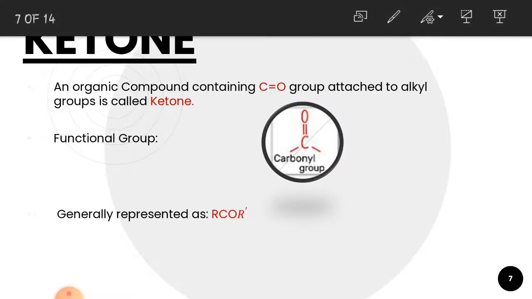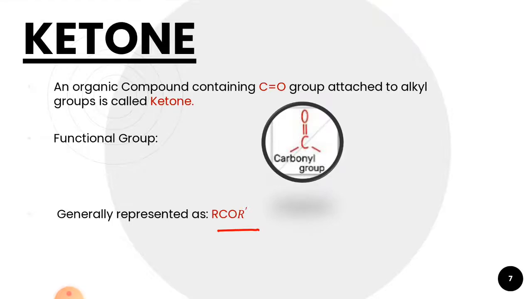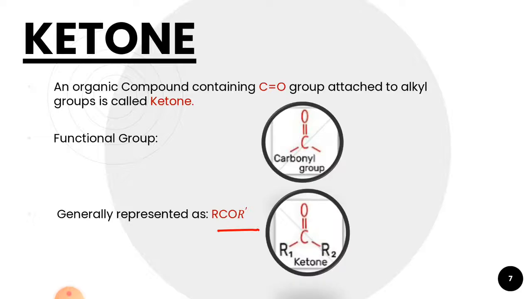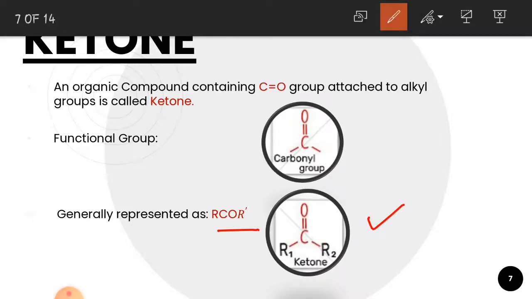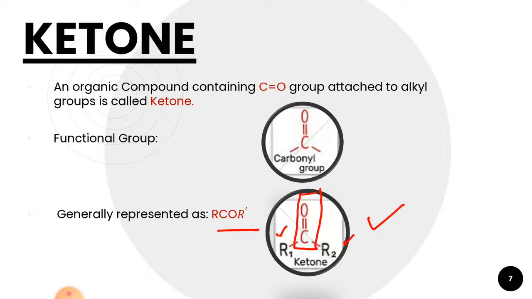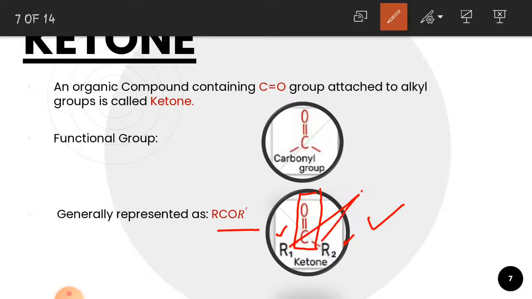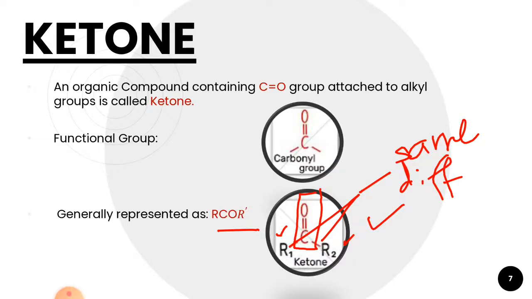and the condensed structural formula for the ketone is RCOR. This is the representation for all the ketones. Here you may see that in the middle a carbonyl group is present, which is attached to an alkyl group on both sides. Now in ketones, these two alkyl groups may be the same or may be different.